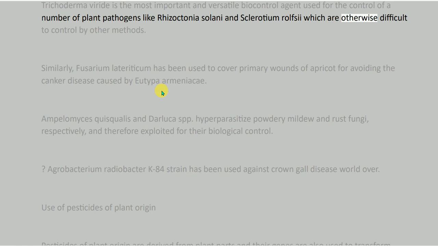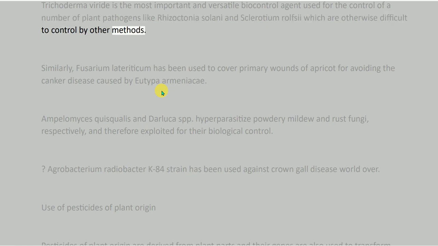Similarly, Fusarium lateritium has been used to cover primary wounds of apricot for avoiding the canker disease caused by Eutypa armeniacae. Ampelomyces quisqualis and Darluca spp hyperparasitize powdery mildew and rust fungi, respectively, and are therefore exploited for their biological control. Agrobacterium radiobacter K-84 strain has been used against crown gall disease worldwide. 8. Use of pesticides of plant origin.